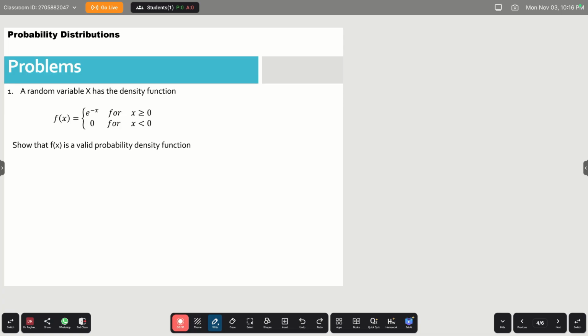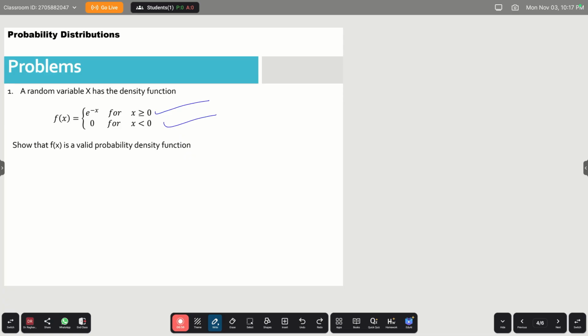A random variable x has the density function e power minus x whenever x is greater than or equal to 0, and 0 whenever x is less than 0. So my job is to show that f of x is a valid probability density function. So when do we call it a valid probability density function? This function, when I integrate, it should give me the value 1.